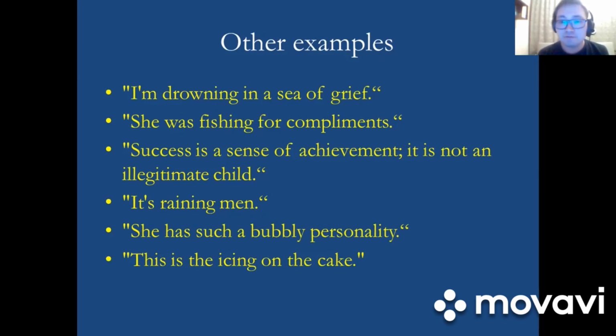Success is a sense of achievement. It is not an illegitimate child. Then another example: it's raining men. That's a line from a famous song. Probably you know it. She has such a bubbly personality. Or the last one: this is the icing on the cake. The icing on the cake. So what does it mean? Icing is the most favorite part of a cake for many people. Something that you can see on top of a cake, right?